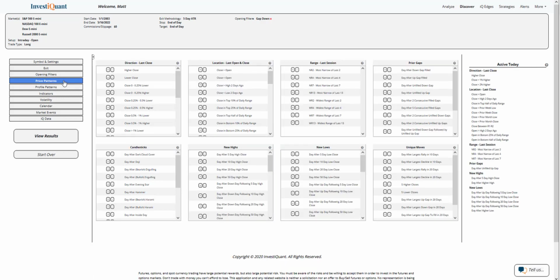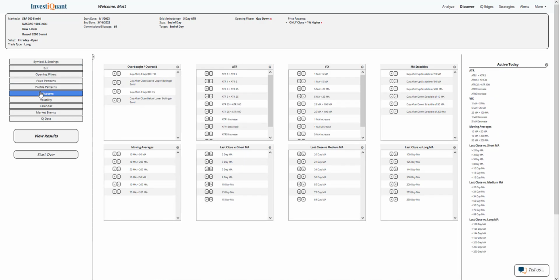And I'm going to say that the prior session was a strong day that closed up at least 1% higher. So I'm going to go to the active today. I'm going to grab this one right here, close greater than 1% higher. I could go 2%, but I'm going to go with 1% just because I want to keep as many samples as possible. The next thing I'm going to do is go to the indicators library.